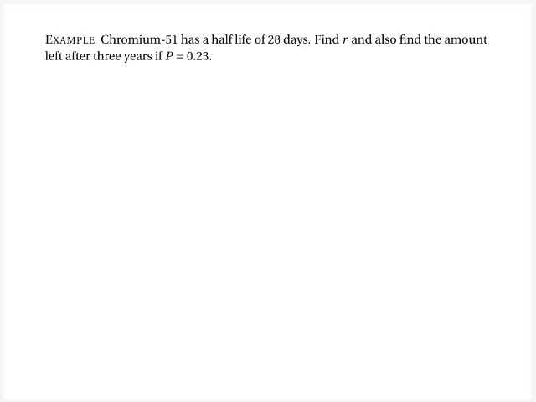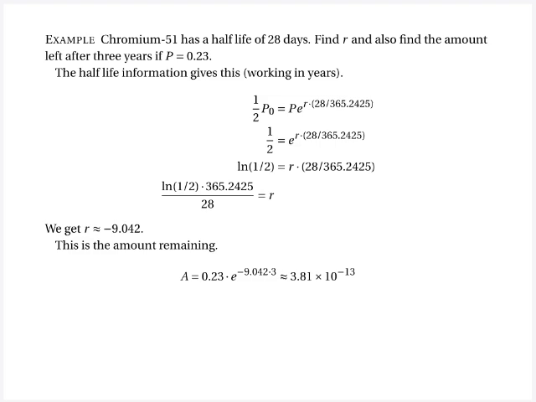Last example, chromium-51 has a half-life of 28 days. Find r and find out the amount left after 3 years if you started with P equals 0.23. Half-life of 28 days, it's decaying pretty rapidly. I mean, not super rapidly, but pretty rapidly. The half-life information gives this. I decided to work in years because the question says left after 3 years, but that gives you some ugly fractions. Anyway, 28 days is 28 over 365.2425. I looked up the number of days in a year. Anyway, that's what Wikipedia told me.